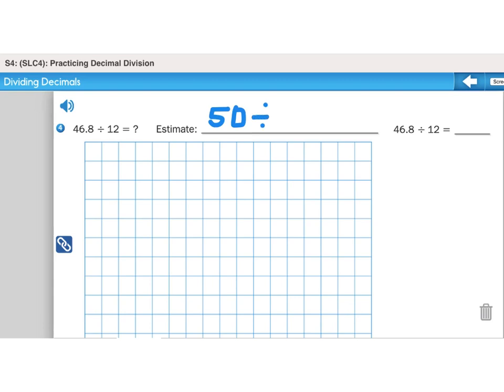And then we're going to divide it by 10 instead of 12, because we know that 10 goes into 50 5 times. Once again, we always want to make that estimate an easy division problem. So our estimate for this one is 5. So now we're going to make our numbers whole numbers and actually do the division for those. This time we're going to do traditional again.